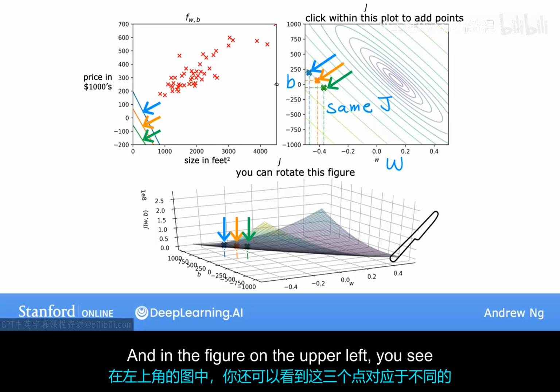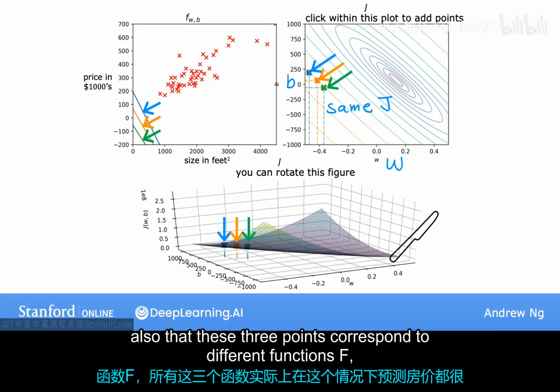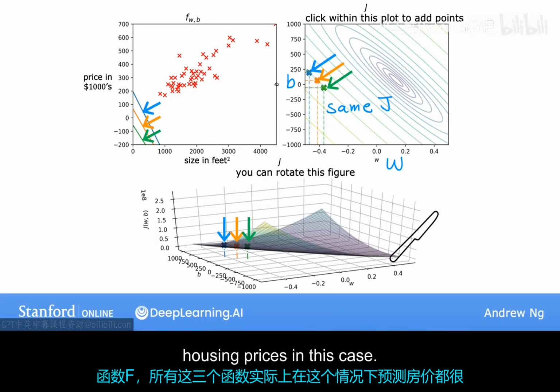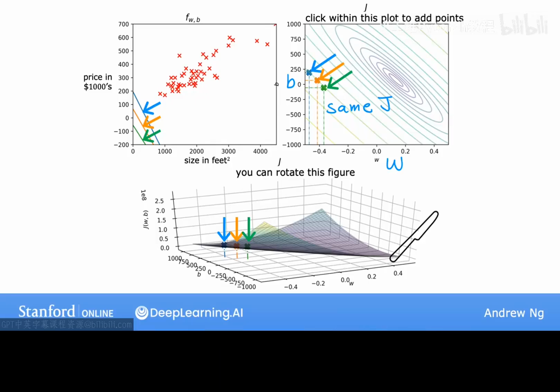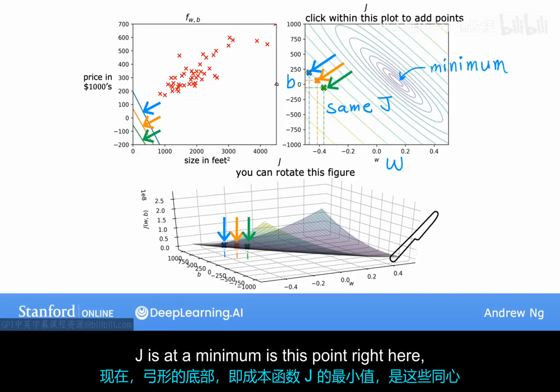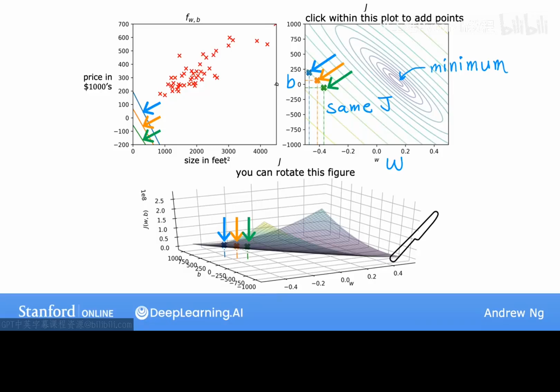And in the figure on the upper left, you see also that these 3 points correspond to different functions f, all 3 of which are actually pretty bad for predicting housing prices in this case. Now, the bottom of the bowl, where the cost function J is at a minimum, is this point right here, at the center of these concentric ovals.